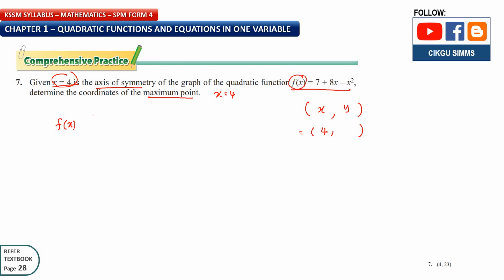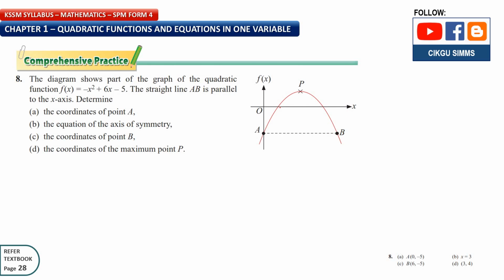y is this. So when x is 4, what is your value of y? You just substitute your x with 4. 7 plus... 32 minus 16, you get 16. 16 plus 7, you get 23. So your y is 23, so this is your maximum point.